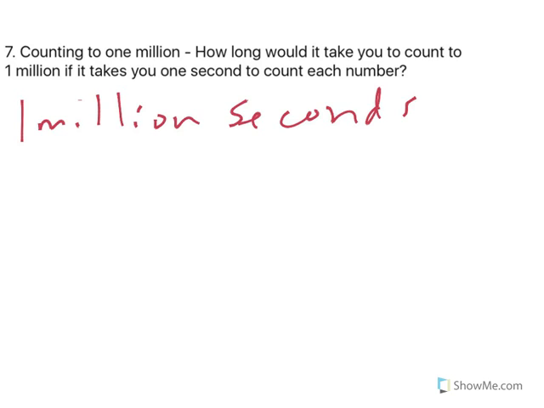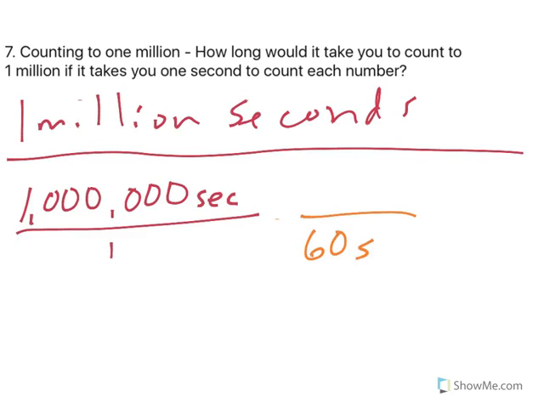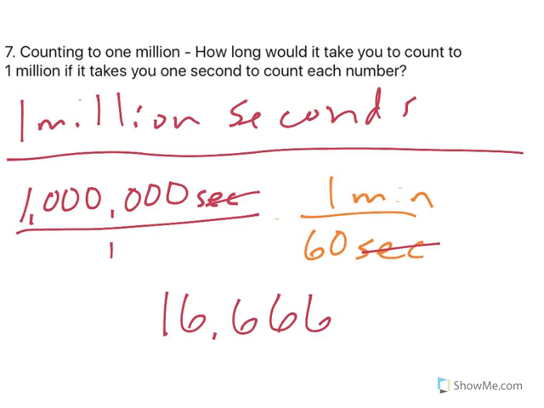So let's look at this. 1 million, we're going to do some math here. Million means 6. So this is 1 million seconds. I know that there are 60 seconds in 1 minute. So if I divide 1 million by 60, that will tell me how many minutes I have. So this leaves me with 16,666.67 minutes. I still can't comprehend how many minutes that is.